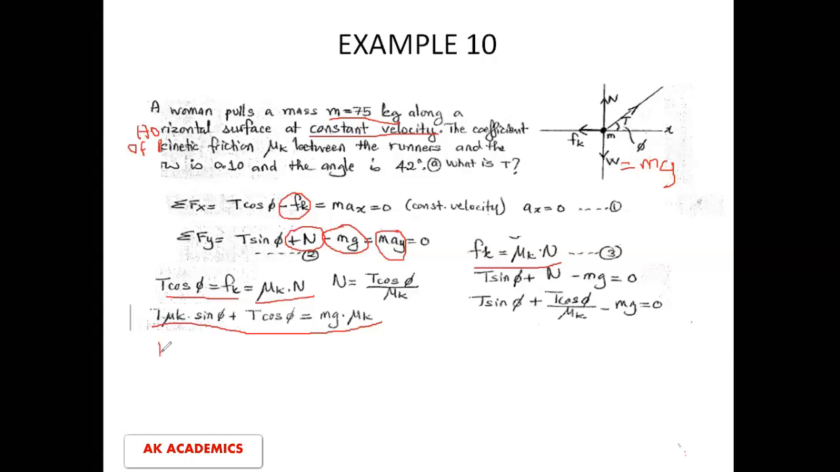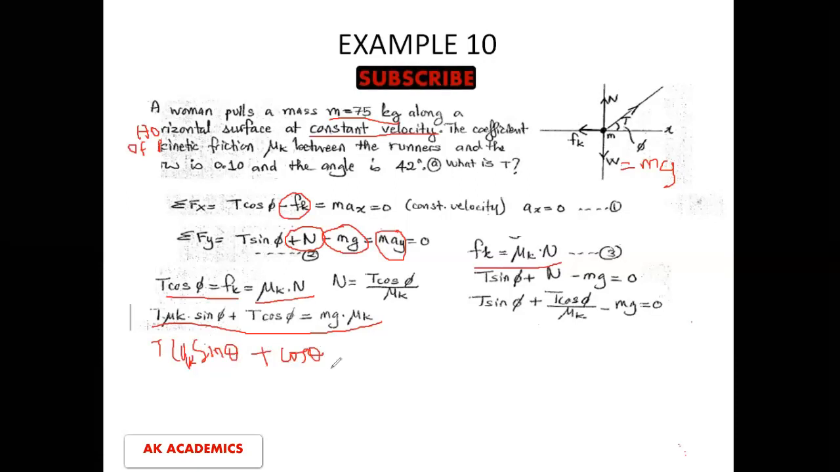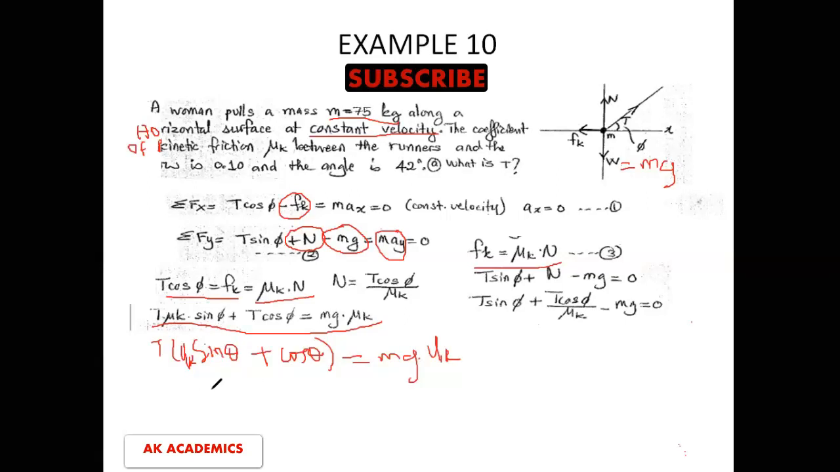You can write T and then open a bracket. And what you have here is going to be mu k, right? Mu k sine theta plus cos theta. Or probably it's cos phi we are using, so it's sine phi, cos phi. You can have that equal to mg dot mu k. So if you want to find your T, therefore, it will be equal to this divided by, you just bring this here as the denominator. All right, and that is exactly what we did.